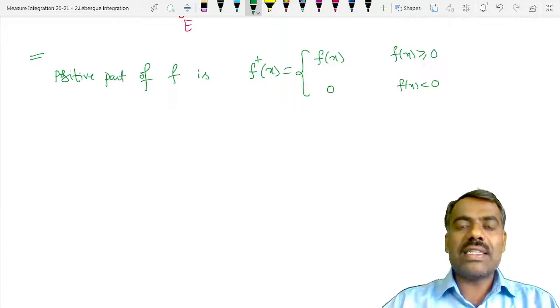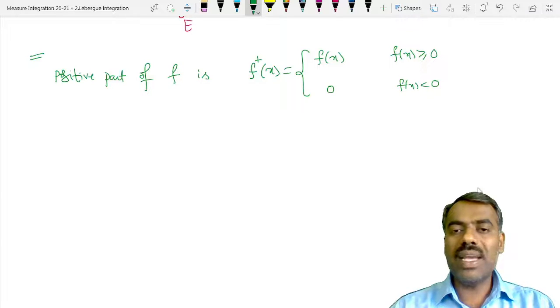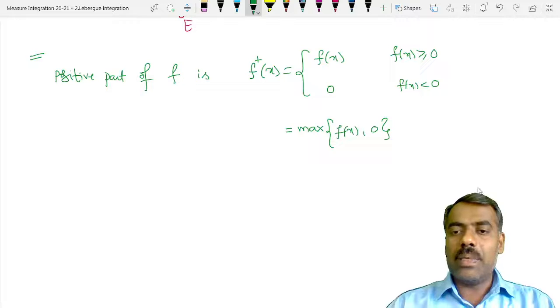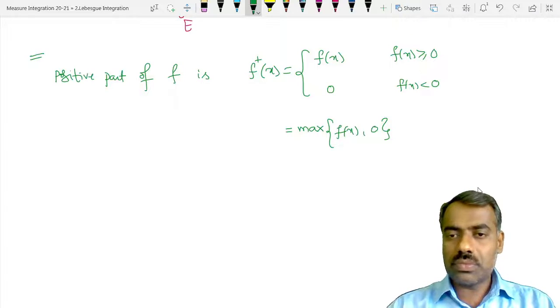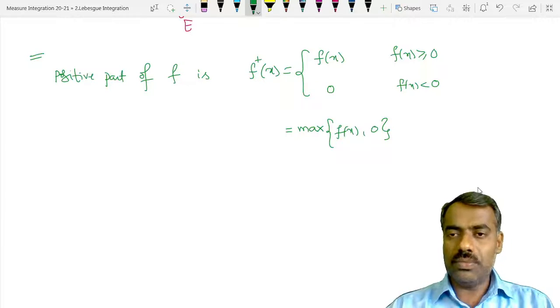Both are the same when f is greater than or equal to 0, and whenever f is negative, we are taking f plus as 0. Is this clear? Therefore you can define this as the maximum of f of x comma 0. Because if f of x is less than 0, then the maximum of these two is 0. If f of x is greater than or equal to 0, then the maximum is nothing but f of x.